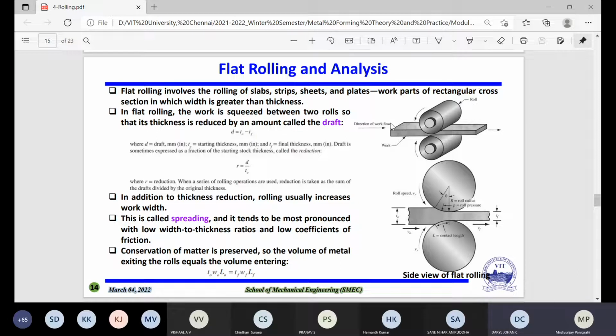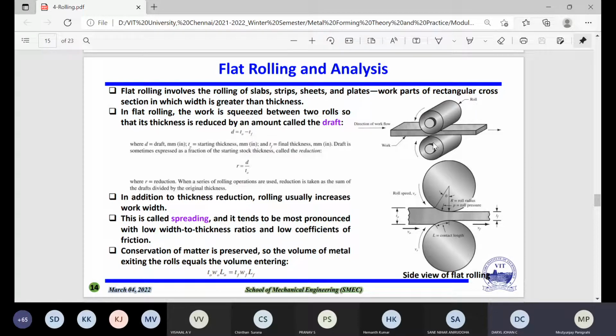Normally when we are talking about this sheet, for example, from here to here, this is the length of the sheet what we are taking, and this is the thickness. Okay, the small height is the thickness, and this side is known as the width. Okay, so three things are there. And in flat rolling, the work is squeezed between two rolls.